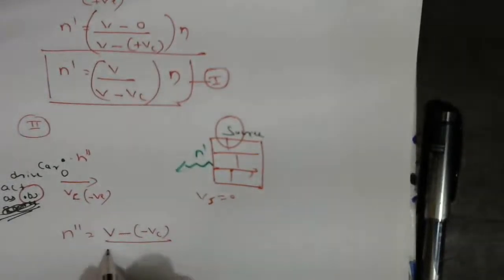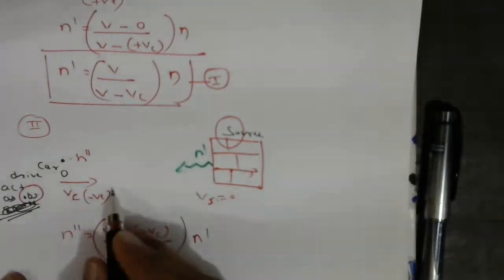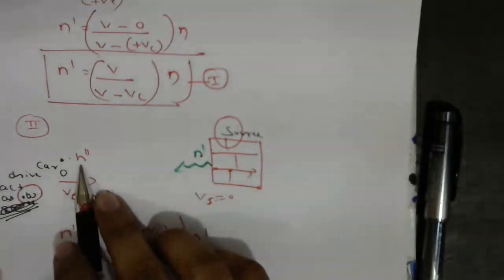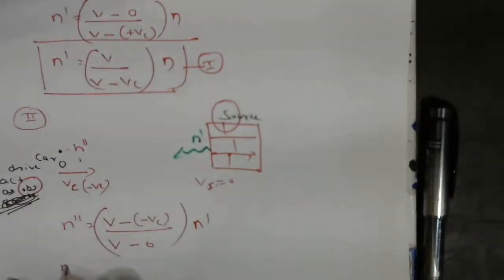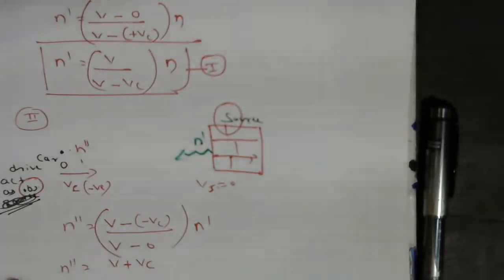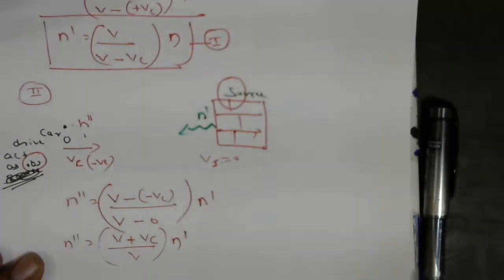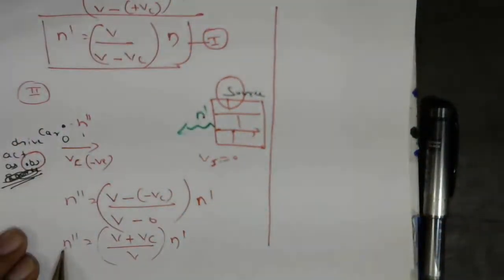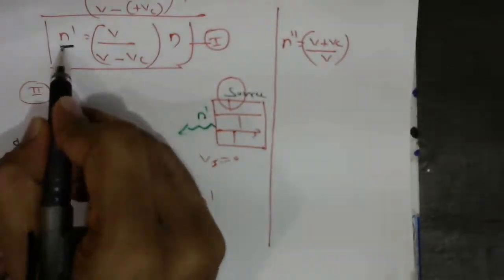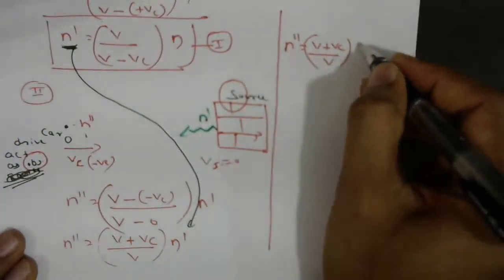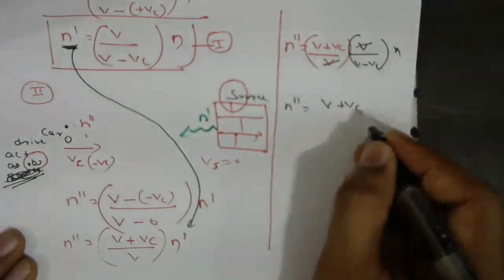Minus Vc, correct, upon V minus 0, because source velocity is what? 0, into which one is the actual frequency for this case? For this case, n dash is the actual frequency, n double dash is apparent frequency. In the previous case, n is the actual frequency, n dash is apparent frequency. We got this one, n double dash is equal to V minus of minus plus Vc upon V into bracket n dash. Now reflected wave, it is the reflected wave. Now we can say that n double dash is equal to V plus Vc, keep V as it is. Now this n dash value I am substituting over here. Now this is V upon V minus Vc into n. This gets cancelled. n double dash is equal to V plus Vc upon V minus Vc into n.